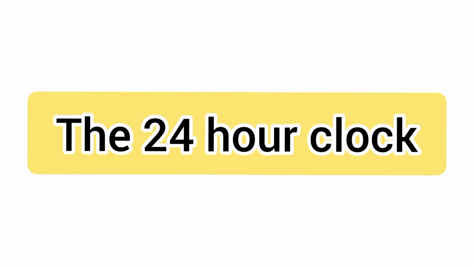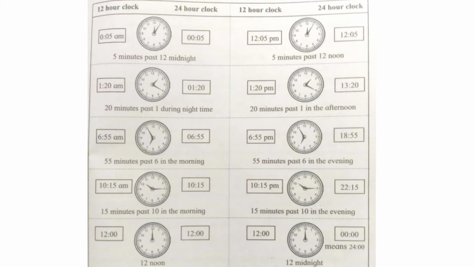Okay. Children, now let us study the 24-hour clock. To study the 12-hour clock timings and 24-hour clock timings, let us have a look at this table. See, here in the first example, the small hand, which is the hour hand, is on 12 and the longer hand, which is the minute hand, is on 1. Means it is 0:05 am. That is as per the 12-hour clock.